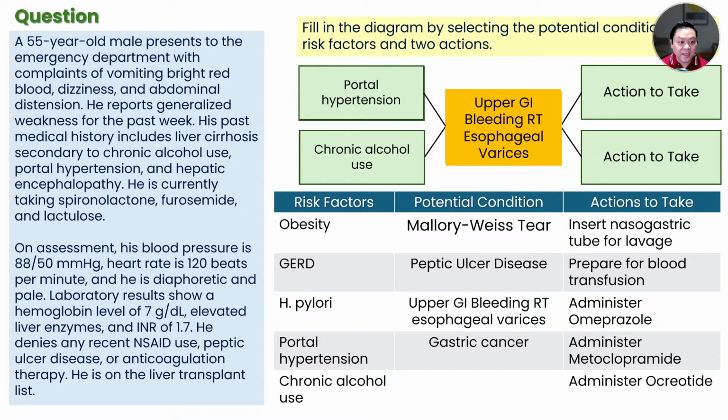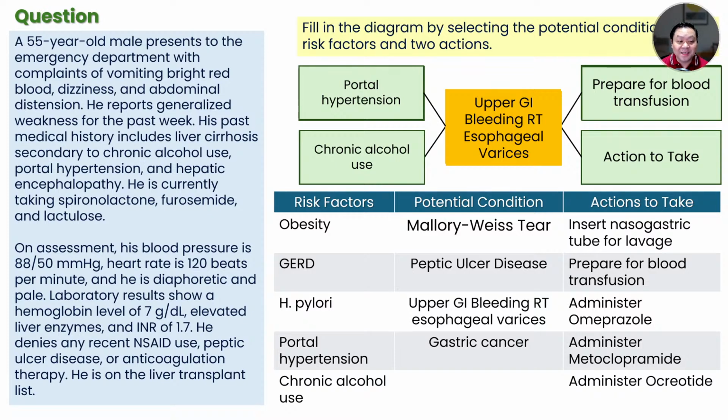Now, looking into the actions to take, what are the two interventions that you should select here? Your task here is to select those interventions that can treat the patient's upper GI bleeding. One of those would be the administration of blood transfusion, or preparing to administer a blood transfusion, as we know that the patient has a drop in the hemoglobin level of 7 grams per deciliter.